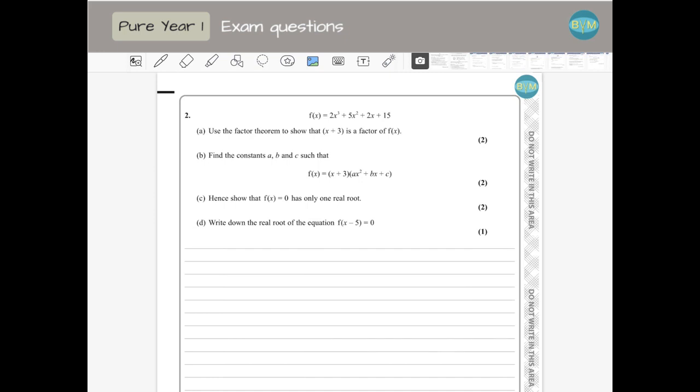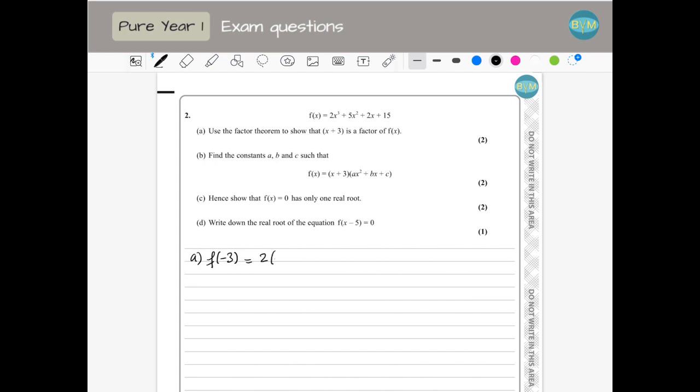Hello, this is question 2 on your June 2022 A-level paper from Edexcel. You have to use the factor theorem to show that x plus 3 is a factor of this function. Remember, the factor theorem says that if x plus 3 is a factor, f of minus 3 must be 0. So we just have to check what f of minus 3 is.